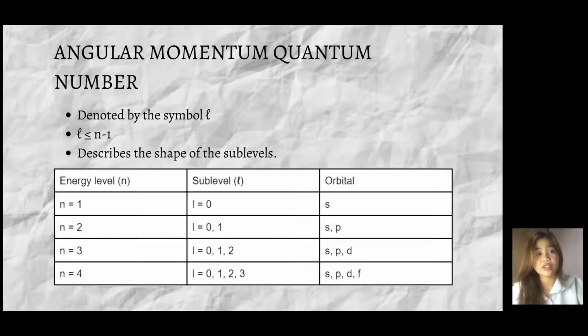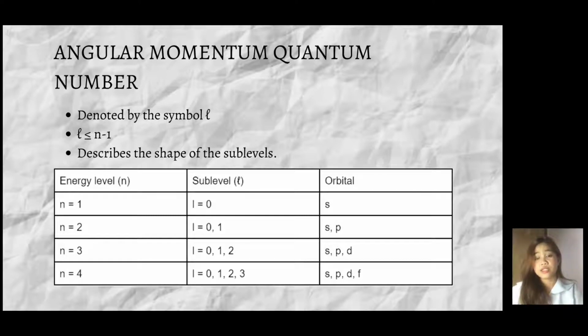And when your n value is 3, your L value could be 0, 1, or 2, and the electron could be found in the s, the p, or the d orbital. And when your n value is 4, your L value could be 0, 1, 2, or 3, and the electron could be found in the s, the p, the d, or the f orbital.